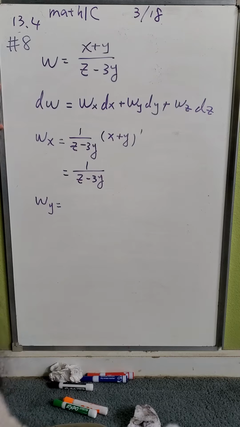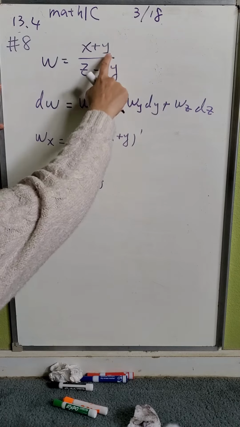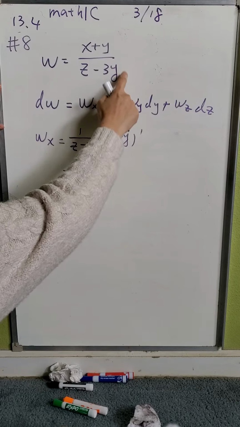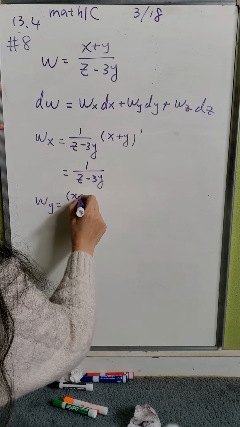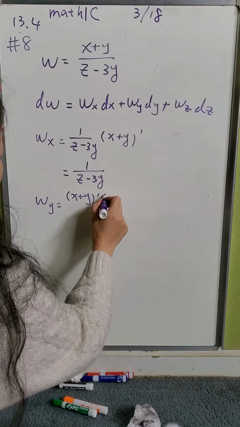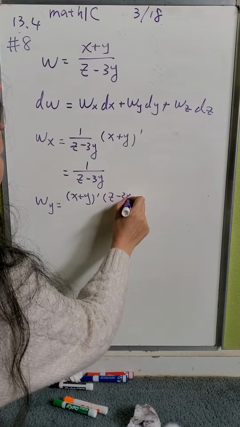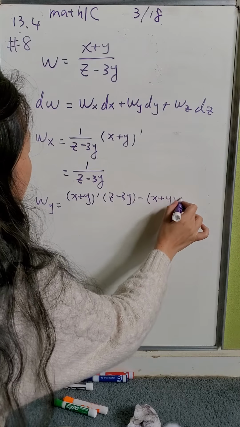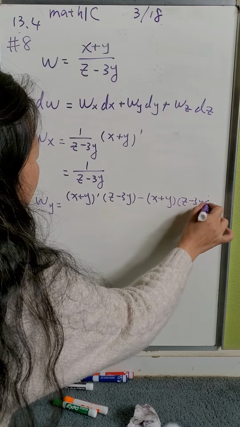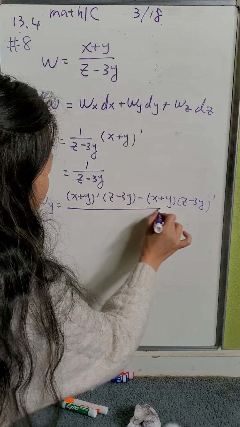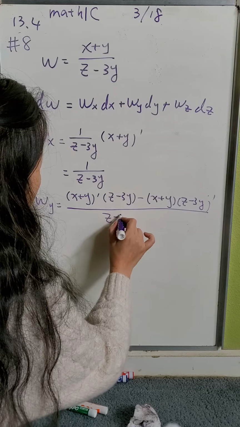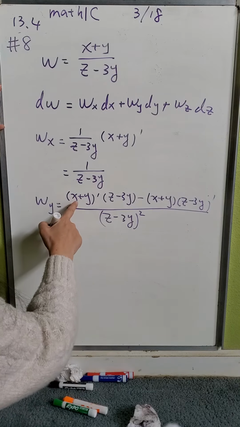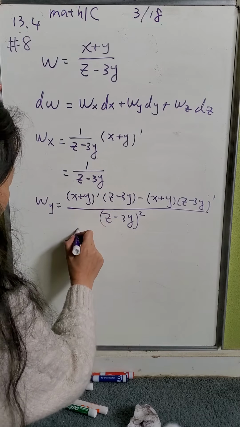Wy will be... there are two of them now, so the quotient rule here, okay? We got 2y here, one's on top, one's at the bottom. So it'll be (x plus y)' times (z minus 3y) minus (x plus y) times (z minus 3y)', over (z minus 3y) squared. And you can see that just 1 here, so just a z minus 3y.